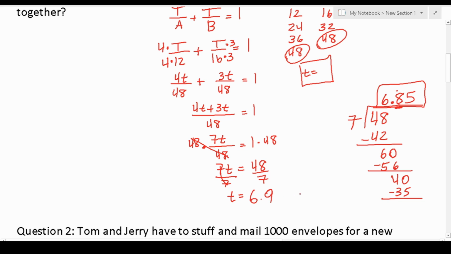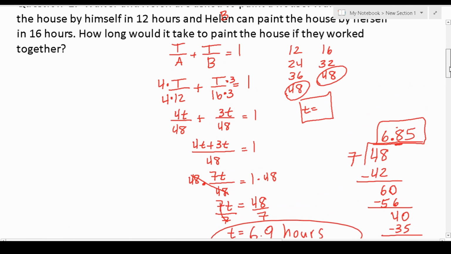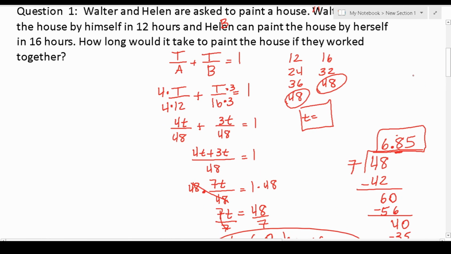So we can see if Walter and Helen work together, it will take them approximately 6.9 hours to paint the house. Okay? And again, I wrote down the generic formula, adjusted the generic formula to match the word problem, solved for my missing variable, and that was pretty much it.